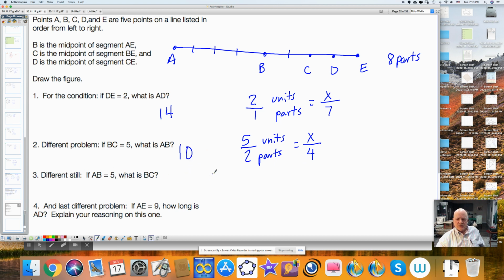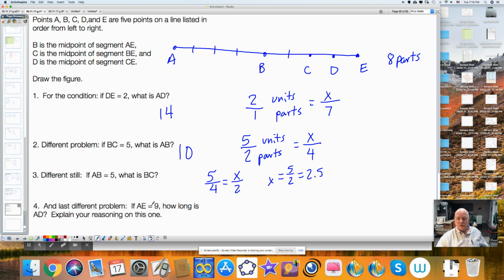Different still. Segment AB, which is 4 parts. If this is 5 units, how much is BC? BC is going to be 2 parts. And when I cross multiply, I get x is equal to 5 halves, excuse me, or 2.5.